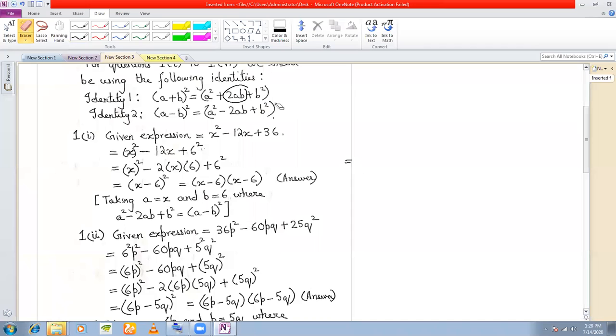Not clear. Anyone not clear? Sir, once again. You have x square minus 12x plus 36. You see the extreme terms. What are the extreme terms? This term and this term are the extreme terms, isn't it? These are at the extremes. And you see that this is a perfect square because x square can be written as x whole square. And you see that 36 is also a perfect square. It can be written as 6 square.